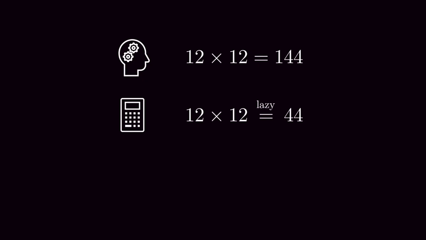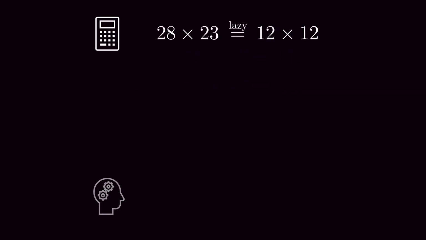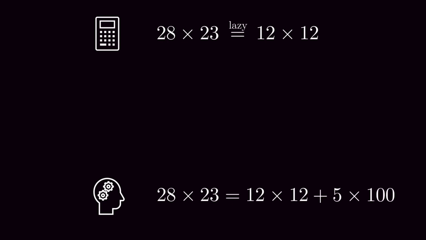We will write "lazy" above the equal sign to denote this. If we try 28 by 23, the lazy calculator thinks that the result is also equal to 44. So, in the calculator's eye, these 2 multiplication formulas are the same. But we clearly see that they are different. Differ by 500, in fact. You see, the lazy calculator considers 2 numbers equal if they differ by a multiple of 100. This is because when you chop off some digits to keep the last 2, you always chop off a multiple of 100.